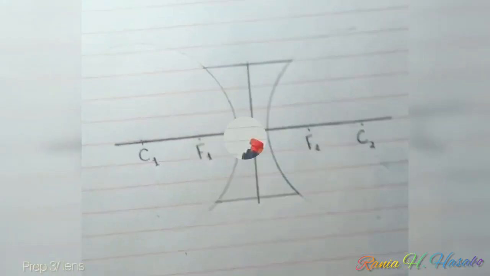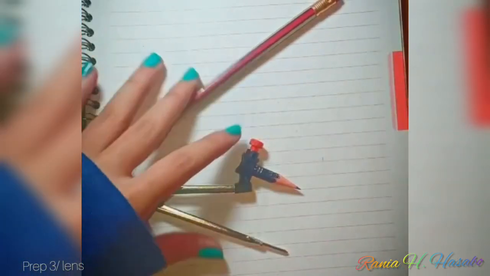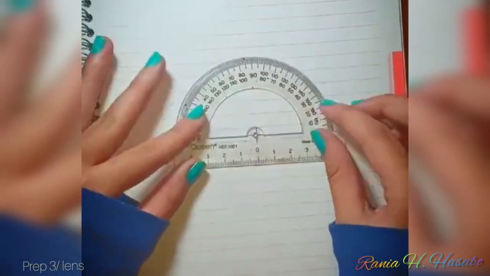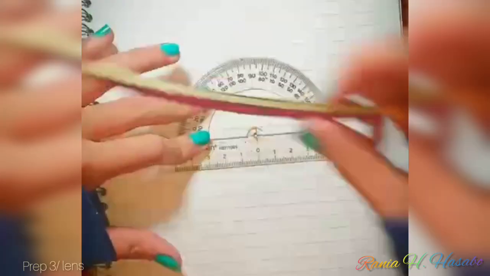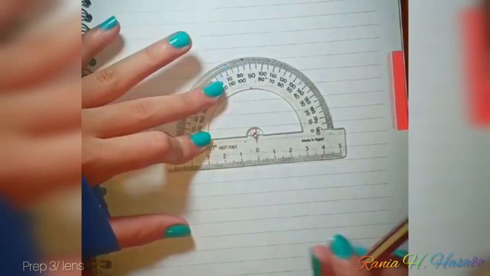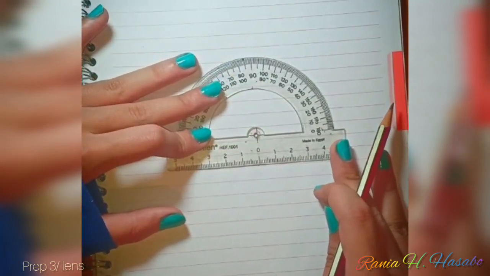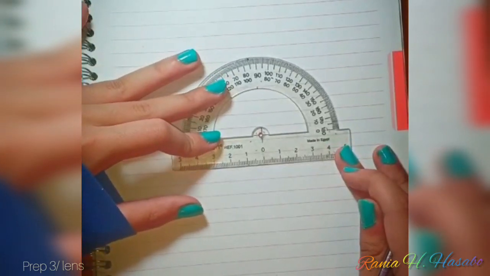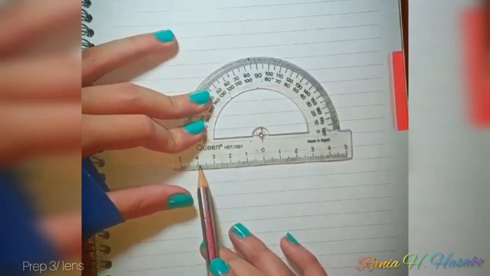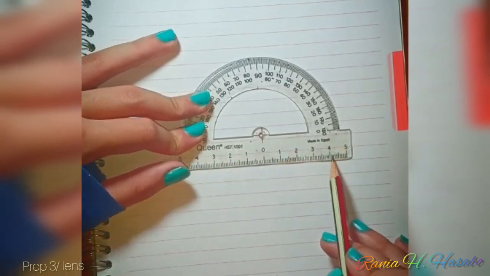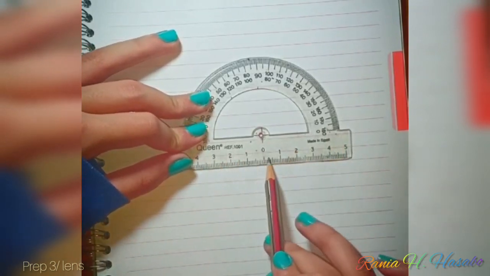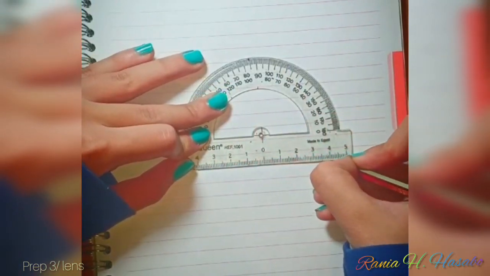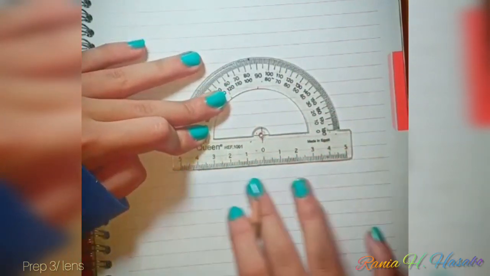Hope you liked it. We will draw a convex lens using a pencil, a protractor, and a compass. We'll bring the protractor, then put it here in order to draw a line segment joining the 2 centers of curvature of the 2 faces, which represents the principal axis. For example, from 4 to 4 in order to make the distances equal. That's it.